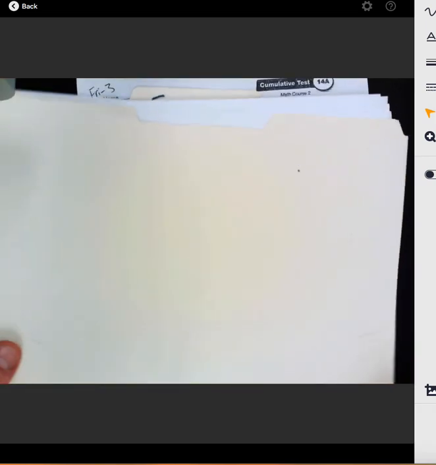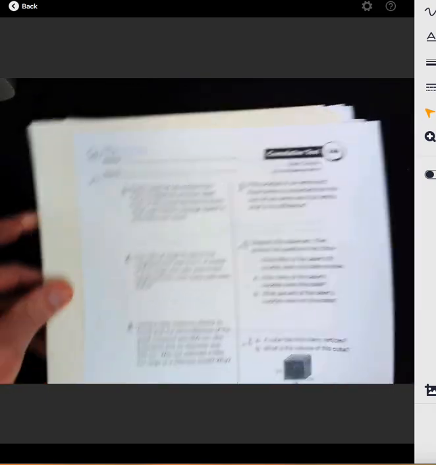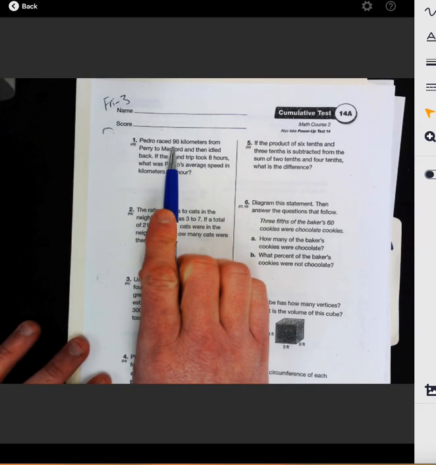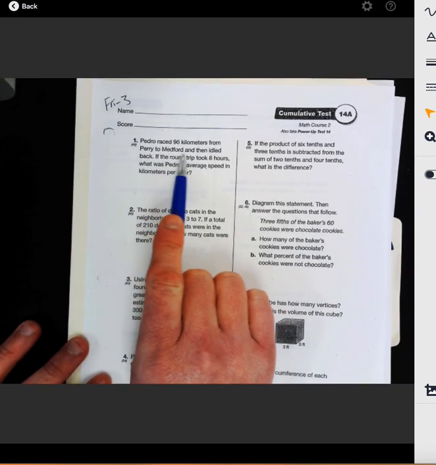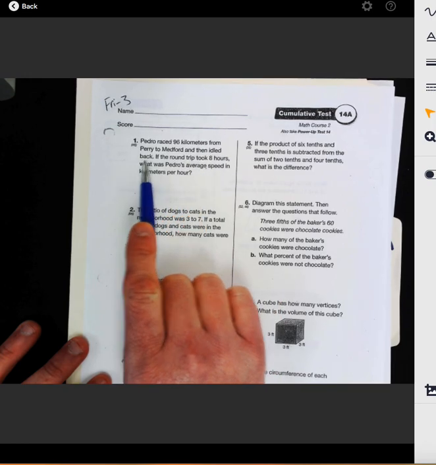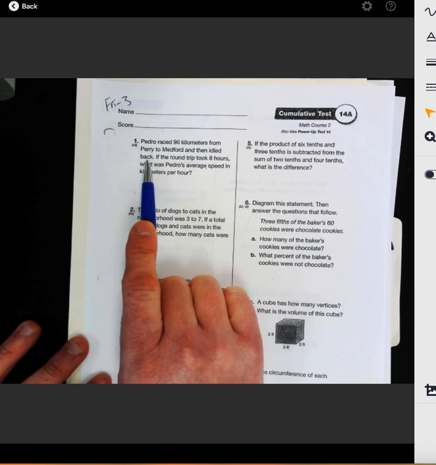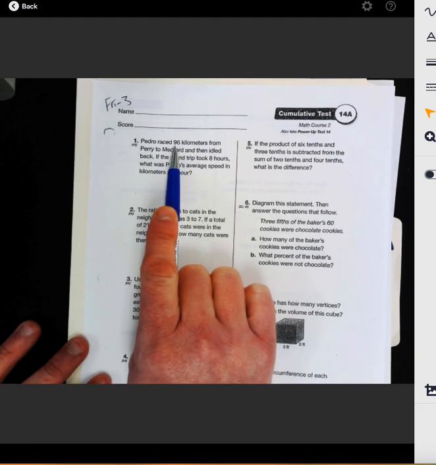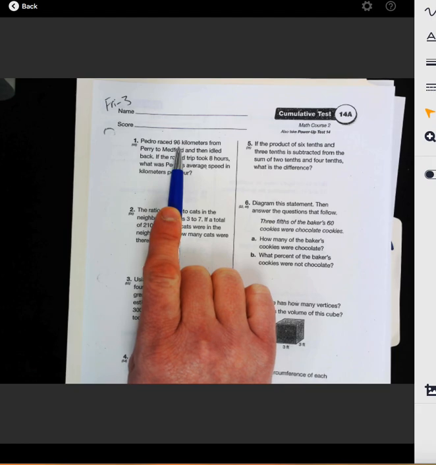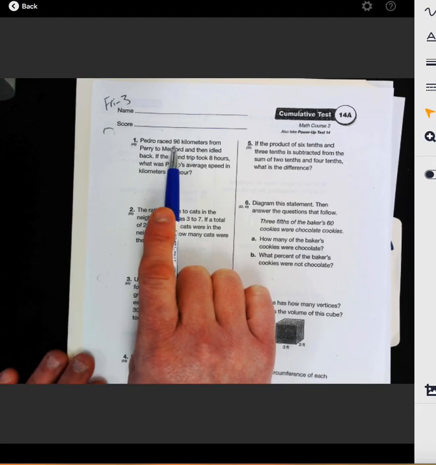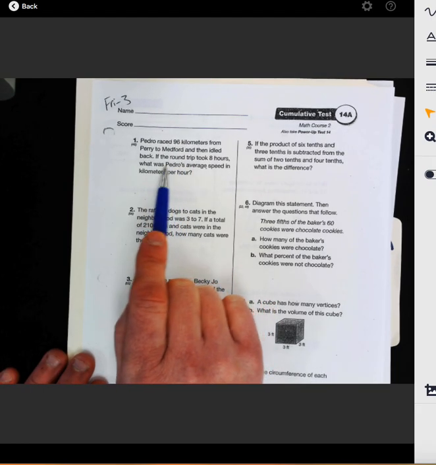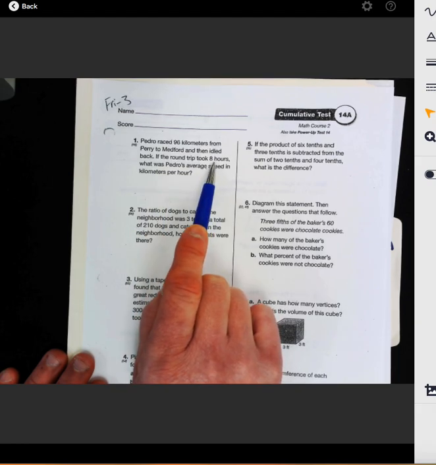Your test runs like this. Pedro raced 96 kilometers from Pearland to Medford, and then he rode back. So guys, he went there and back. Step 1, double the distance. He went there 96 kilometers. He came back 96 kilometers. So 96 times 2 divided by 8.